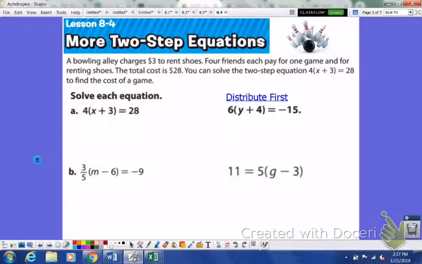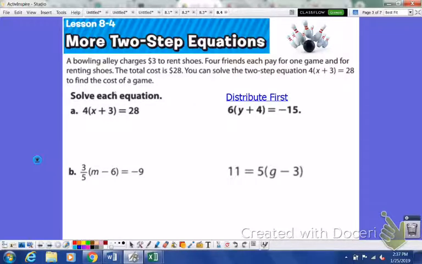Alright, section 4, we're going to work with some more two-step equations. So a bowling alley charges $3 to rent shoes. 4 friends each pay for 1 game and 4 renting shoes. The total cost is $28. You can solve the two-step equation 4 times x plus 3 equals 28 to find the cost of the game. Okay, so this word problem is actually represented by part A here.